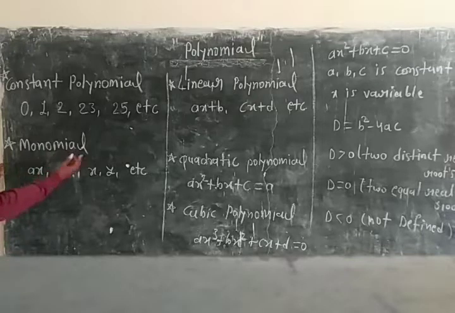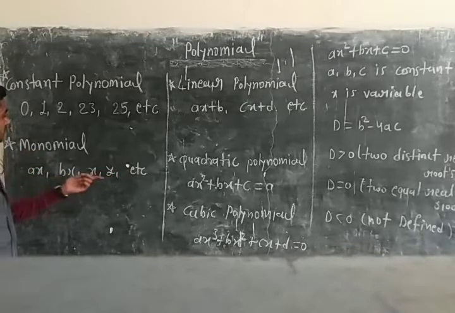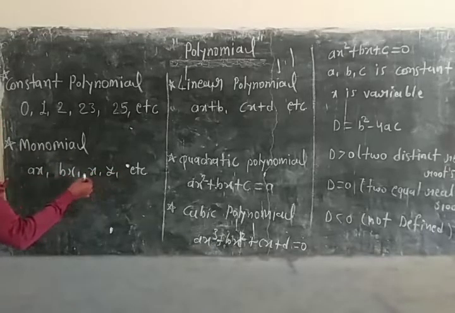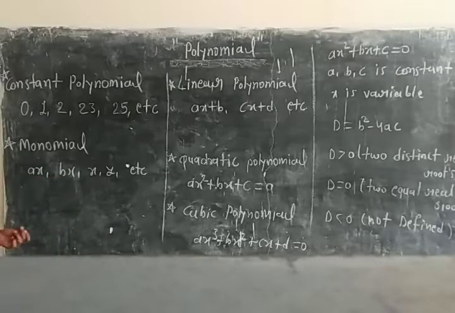In a monomial, we are taking a polynomial in one term. That's why it is known as a monomial. As you can see, ax, bx, x, y. These are examples of monomials. Here x and y are variables, and a and b are constants.